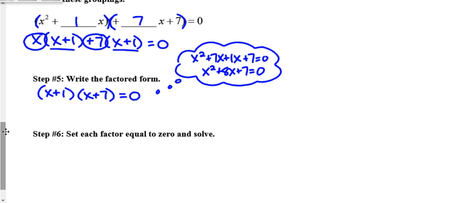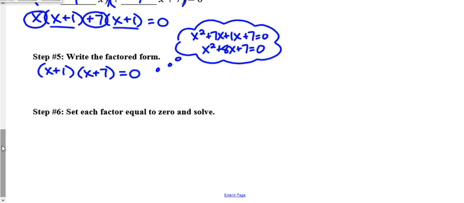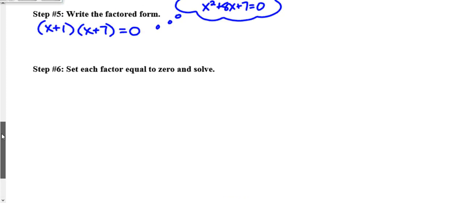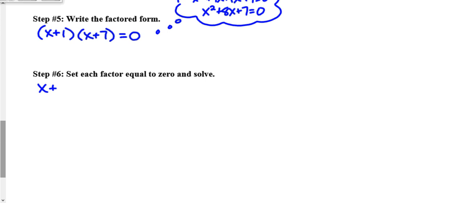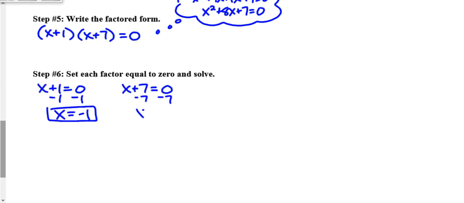And so then step 6, our final step, we're going to set each factor equal to 0 and solve those equations. So I'm going to do x plus 1 equals 0 and x plus 7 equals 0. And I'm going to solve. So to get x by itself, I would subtract 1. So one of my answers would be x equals -1. Over here, I'm going to subtract 7 to get x by itself. My other answer would be x equals -7. So these are our answers to our quadratic. That's what our goal is. If we were to use complete the square or quadratic formula, we would get the exact same answers.